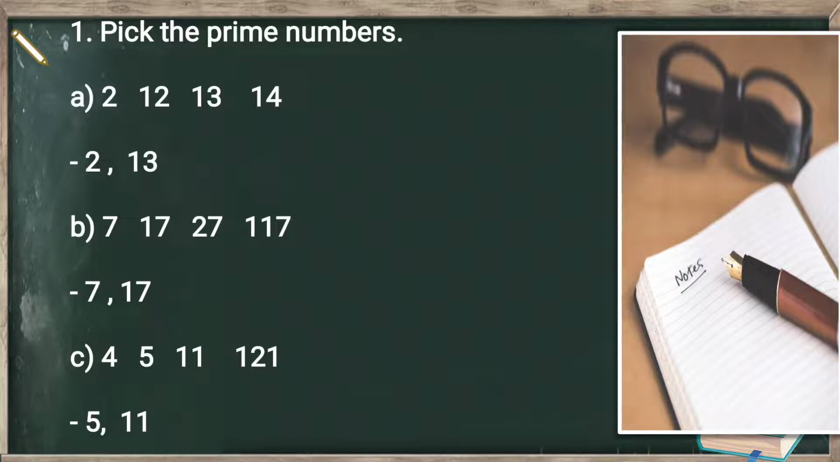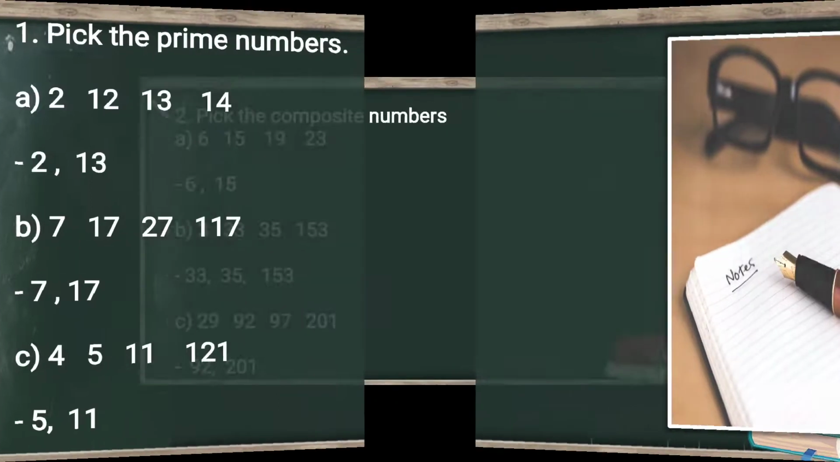Now, C part we have 4, 5, 11, 121. When we see 4, that is divisible by other numbers. 5 is a prime number because it is not divisible by any other number, it is divisible by itself and 1. Then 11 is also a prime number. 121 is not a prime number. So the answer is 5 and 11. So in A part 2 and 13 are prime numbers, B part 7 and 17 are prime numbers, C part 5 and 11 are prime numbers.